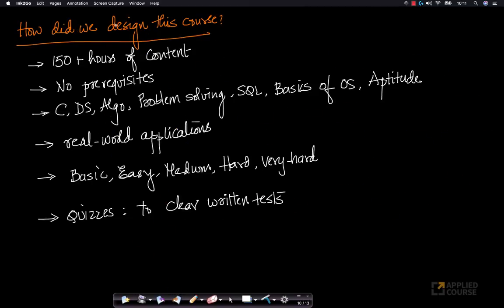Having said that, how did we design this course? Again, the team that has designed this course and the mentors that we have have extensive experience.